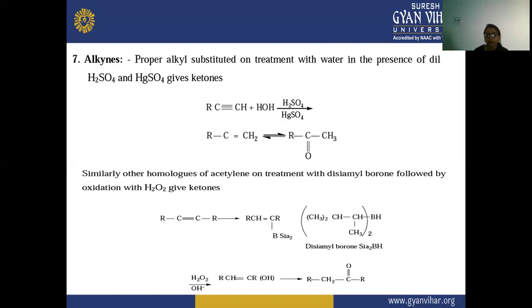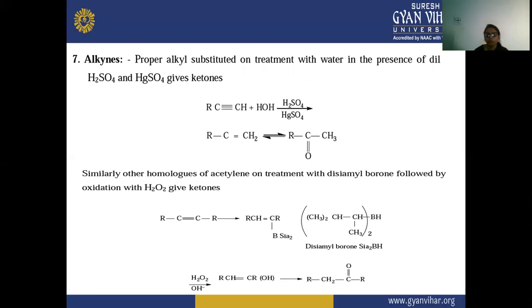Now again the alkyne, when alkyl substituted, on treatment with water in the presence of dilute H2SO4 and mercuric sulfate HgSO4, gives ketone. So here this alkyne reacts with water in the presence of dilute sulfuric acid and HgSO4, and there is a formation of an alkene, an enol. After that this is again reacted, it is a reversible reaction, and there is a formation of this ketone.